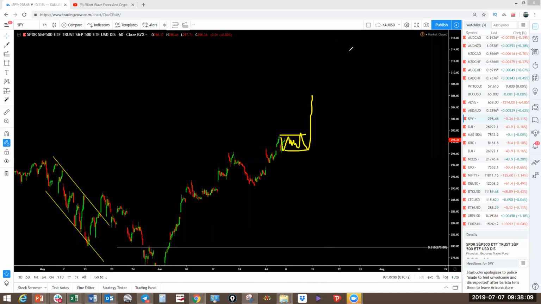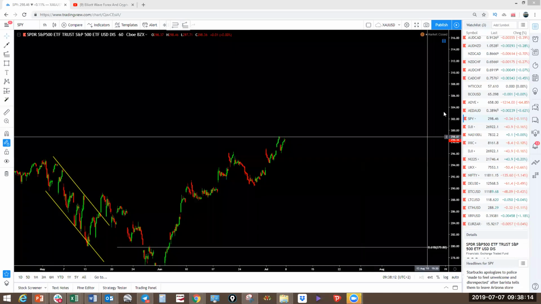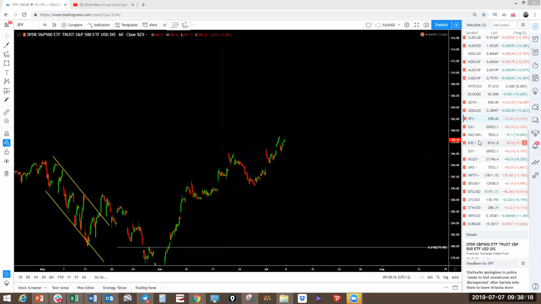Okay, so something like that. Then you can take the trade. But otherwise, if you don't have a setup, you don't take the trade. Because you need to know where your stop is, where your take profit level is. When do you move to break even? When do you protect your profits? Okay, so that is the S&P 500.